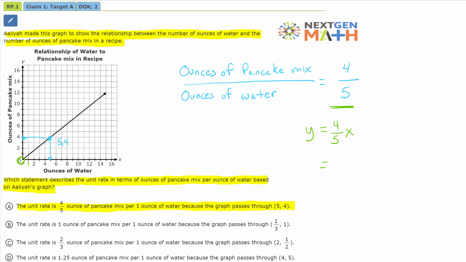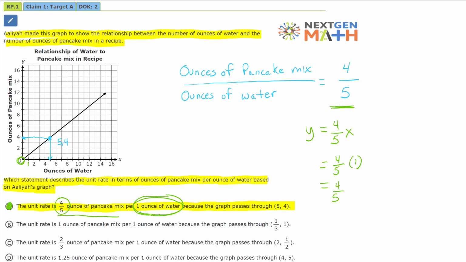With our problem, it reads the unit rate is 4/5 ounce of pancake mix per 1 ounce of water. So we're going to substitute in 1 for x, for the 1 ounce of water, and when we multiply that, we know the answer is going to be 4/5. And so that would mean that for every 1 ounce of water, we have 4/5 ounce of pancake mix, so that is actually correct. So A is correct.